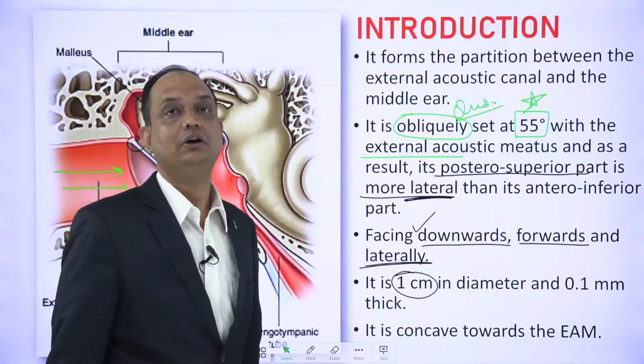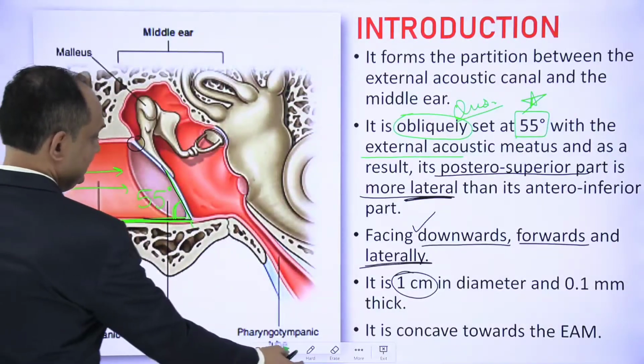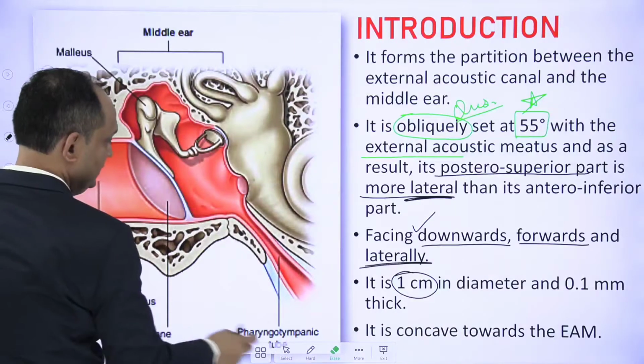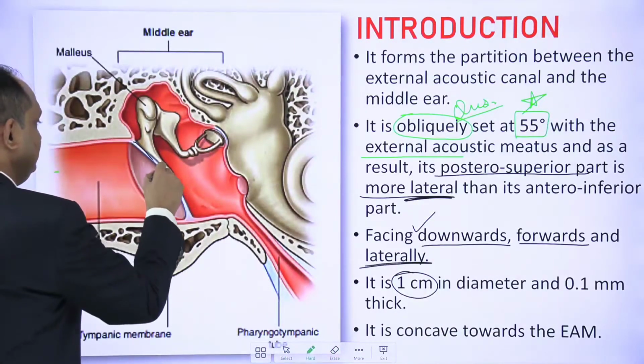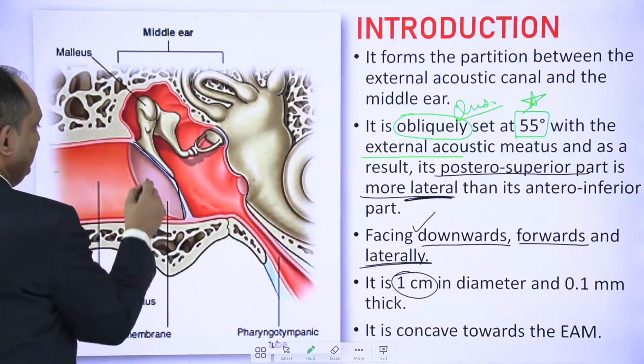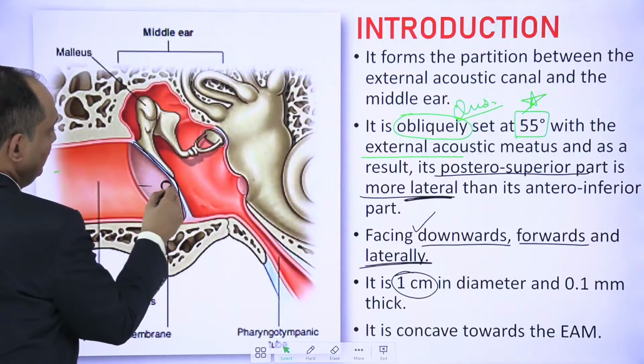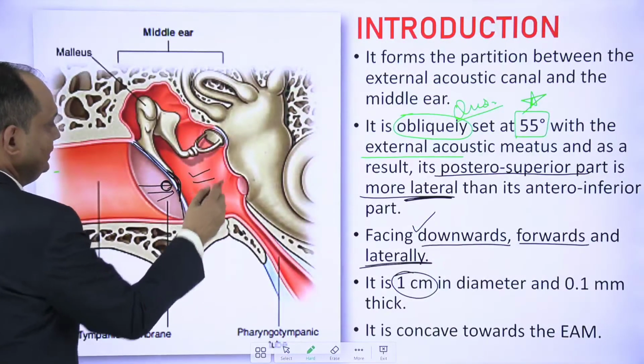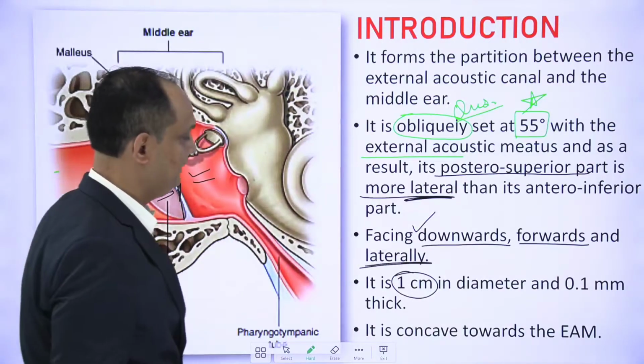the external acoustic meatus. So when you see the concavity, you will realize that the concavity is in the middle portion. So this is the placement of the tympanic membrane. This is the concavity on the external acoustic meatus side, and this convexity goes towards the middle ear cavity.